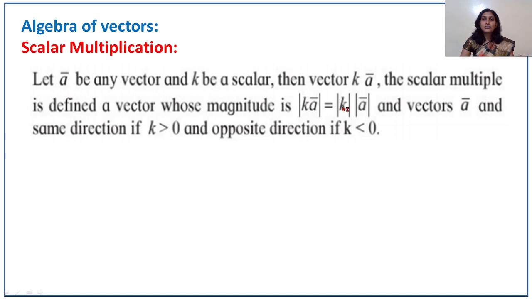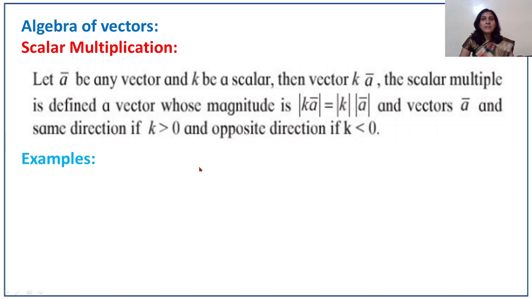If k is greater than 0, then this vector is in the same direction. If the value of k is less than 0, then this vector is in the opposite direction. So this is very important: the magnitude of k A bar is equal to the magnitude of k times the magnitude of A bar.